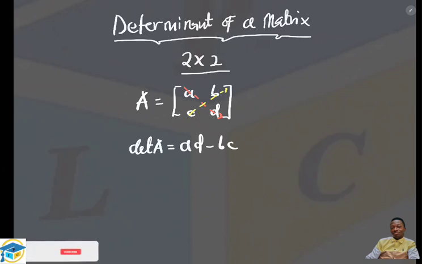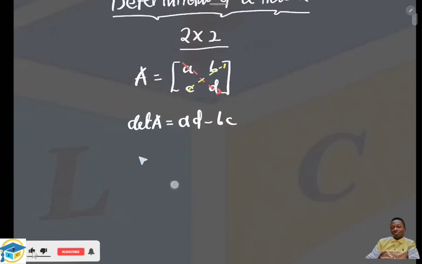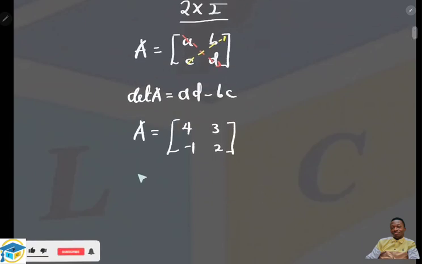Let's take an example to support this concept. Let's say we have matrix A equal to 4, 3, -1, 2, and we are asked to find the determinant of A. How do you go about this? We will say that the determinant of A should be equal to the product of your downward arrow, compared to the product of your upward arrow. So what are you going to do?